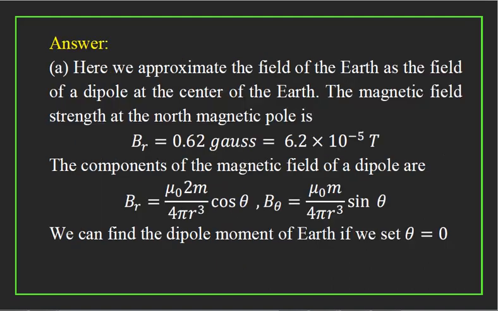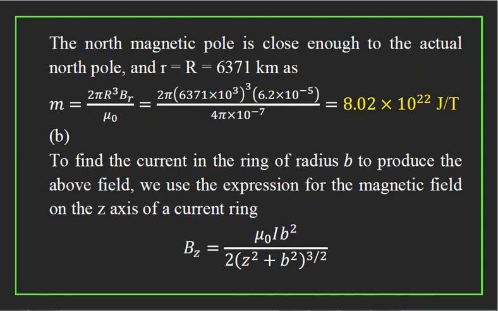So we get from this expression m is equal to 2 pi r cube Br by mu 0. That is 2 pi into r, the radius of the Earth, cubed, into Br, which is given, divided by mu 0. We get it as 8.02 into 10 raised to 22 joule per Tesla. This is the magnitude of the dipole moment which is expected to be present at the center of the Earth.